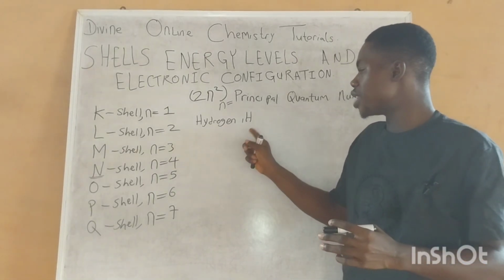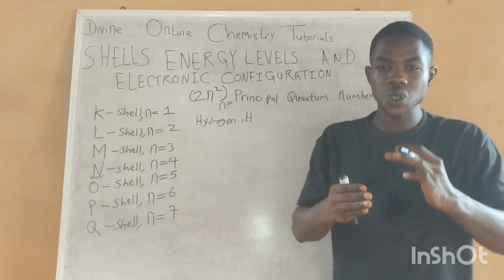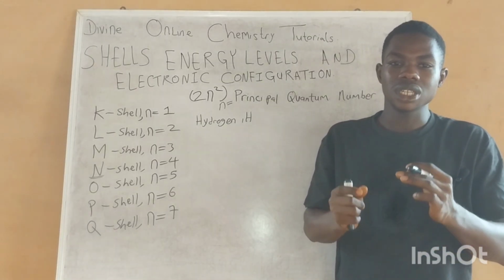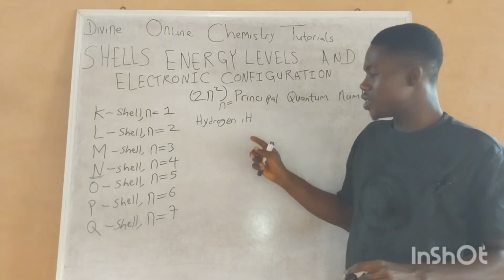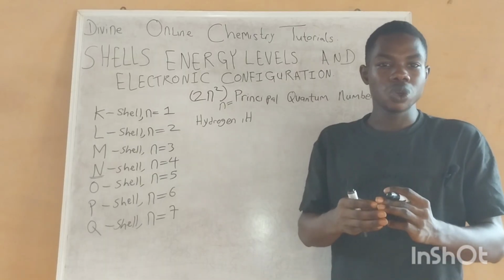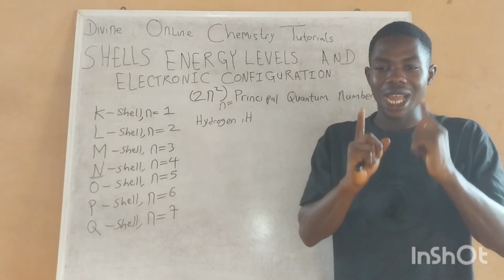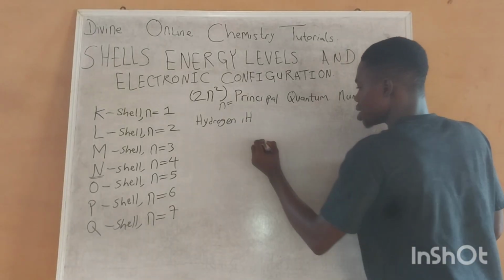And if the atomic number of hydrogen is 1, it also means that the proton number is also 1. And please also take note that for a neutral atom, the number of protons is equal to the number of electrons. Now, if the number of protons of hydrogen is 1, it also means that the number of electrons of hydrogen is also 1, which means that hydrogen has 1 electron.